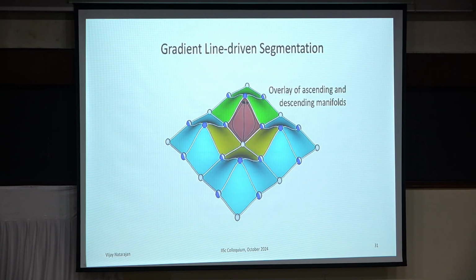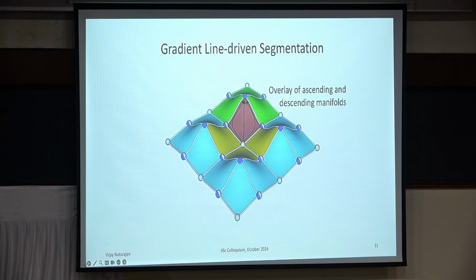Now, if I overlay the two one on top of each other, then what I get is a partition into monotonic regions. The region that shows up as brown is a collection of integral lines that share a common origin and a common destination, right? So that's the region here. They share a common origin, which is the minimum, and a common destination, which is the maximum.